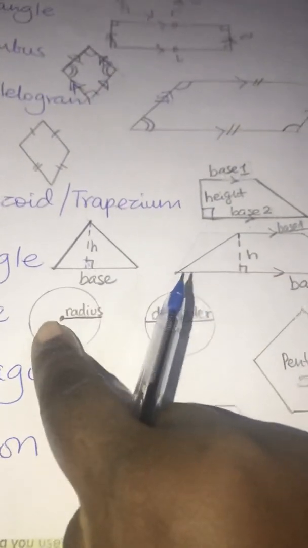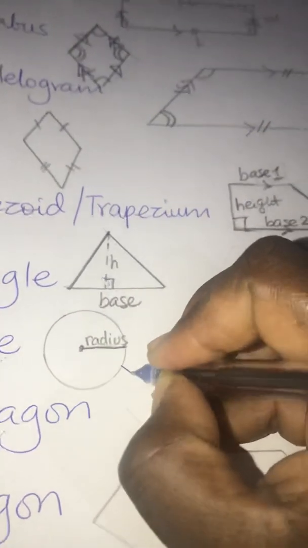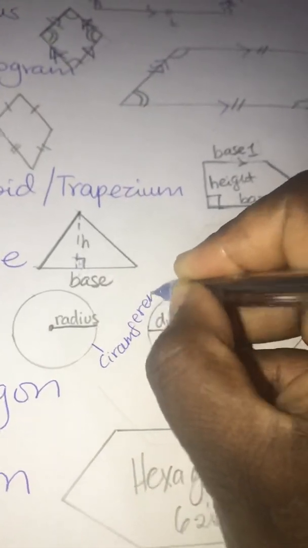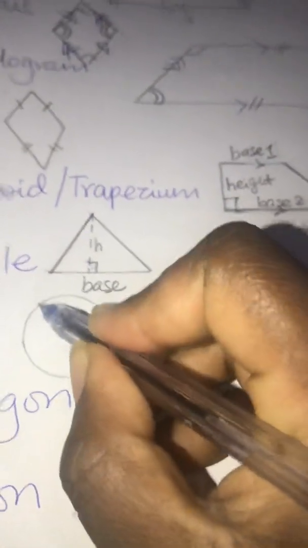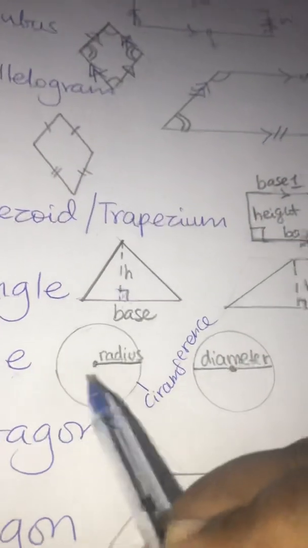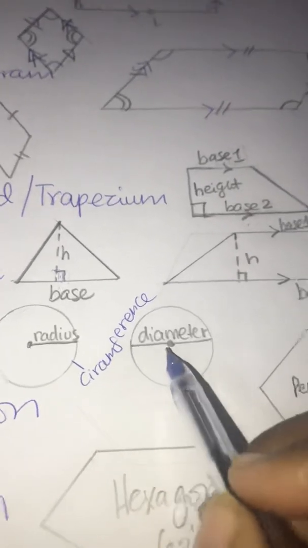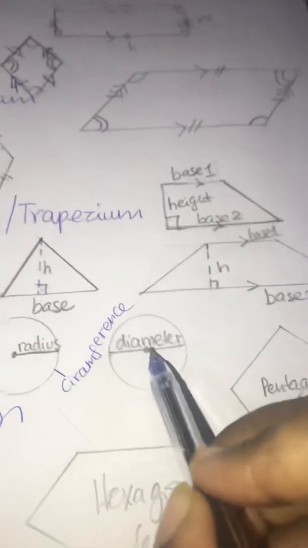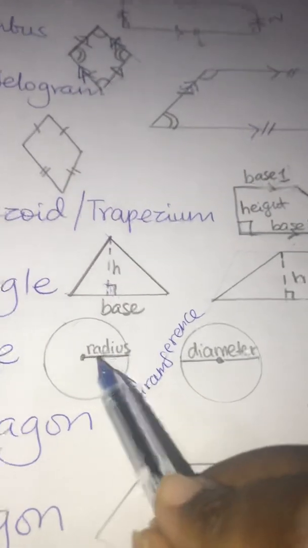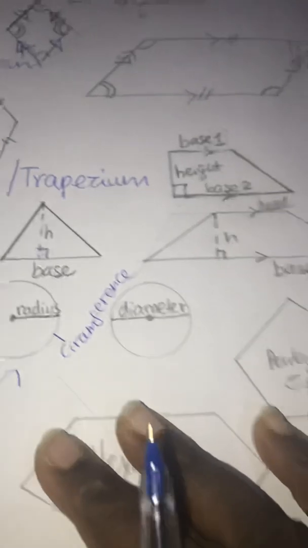You have the radius from the center to the circumference. So the outside line is called the circumference. When you go around like this, that's called the circumference of the circle. The line that touches the circumference and goes through the center and touches the other side of the circumference is called the diameter, okay? The line that starts from the center to the circumference is called the radius.